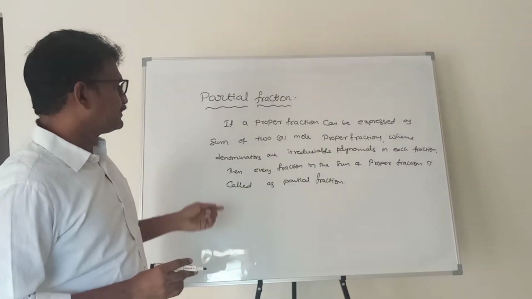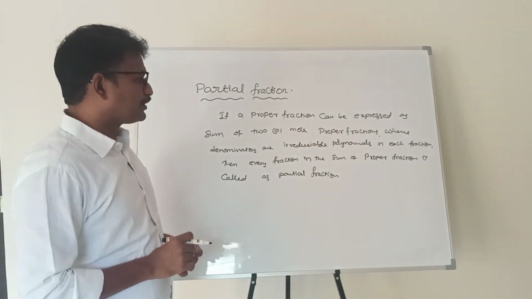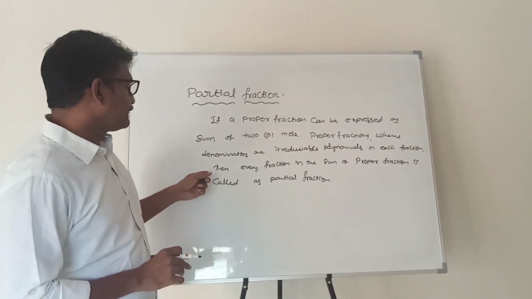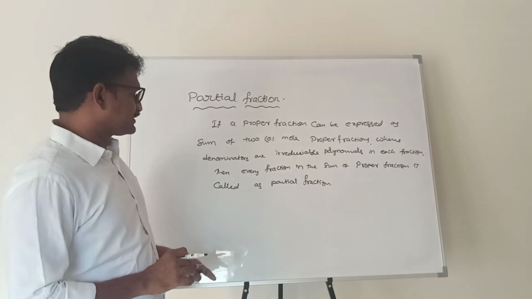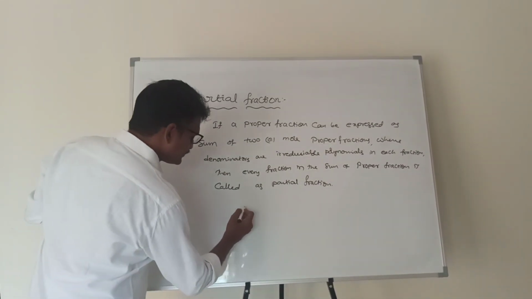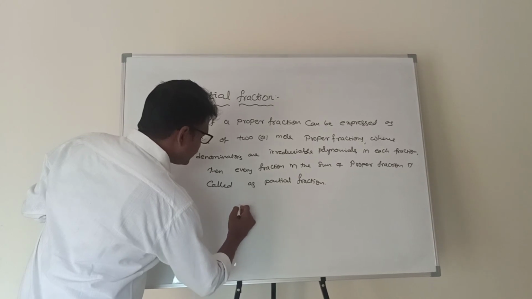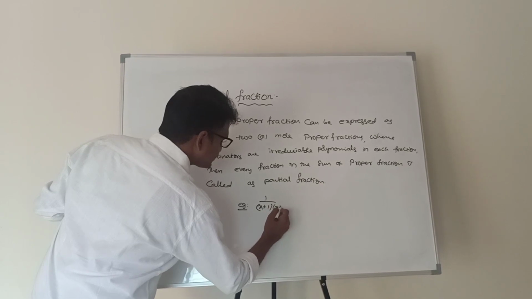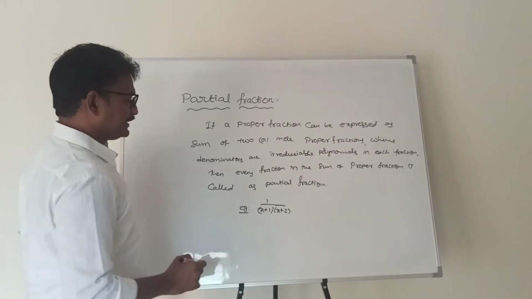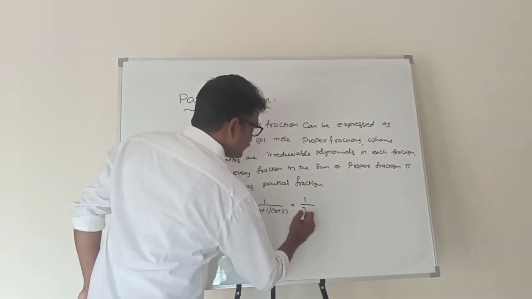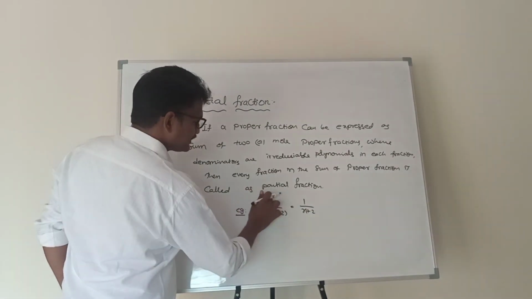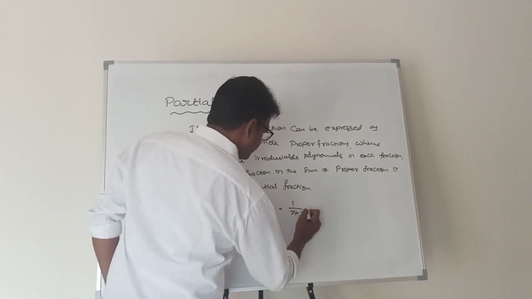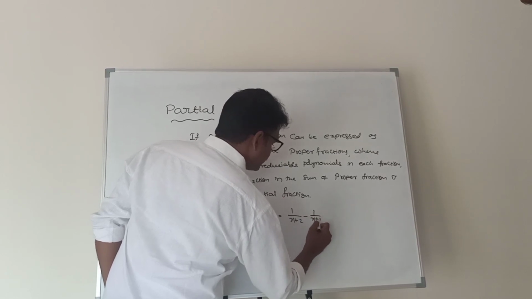If a proper fraction can be expressed as a sum of two or more proper fractions, where the denominators are irreducible polynomials in each fraction, then every fraction in the sum of proper fractions is called a partial fraction. Example, suppose you take 1 by (x plus 1)(x plus 2). We can split this proper fraction into the form 1 by (x plus 1) minus 1 by (x plus 2), right?